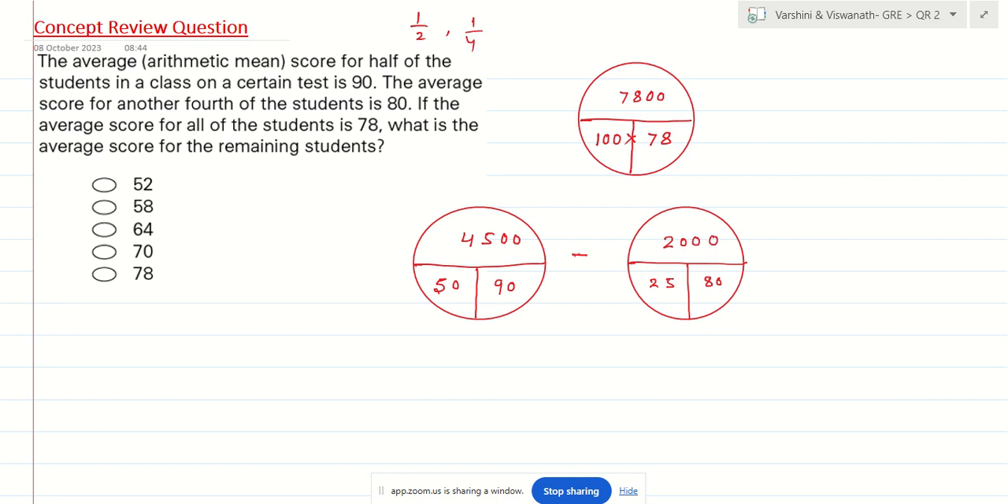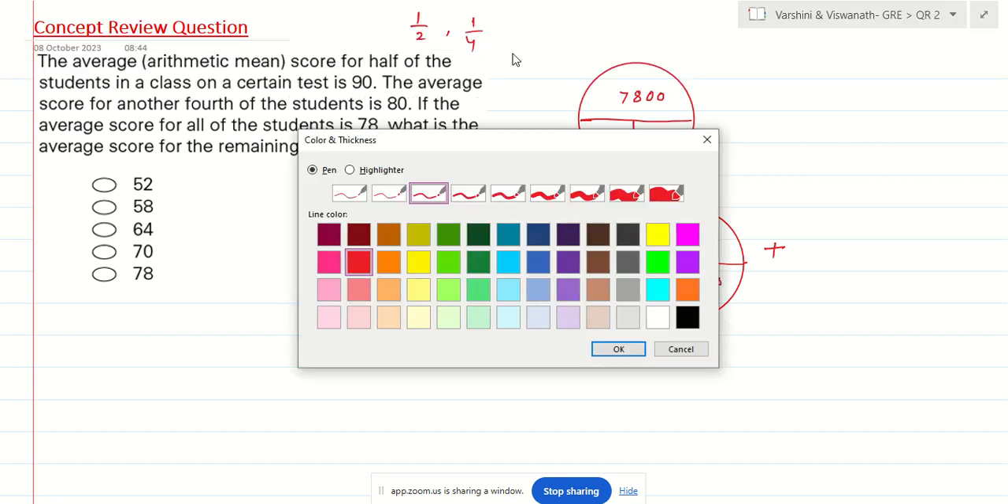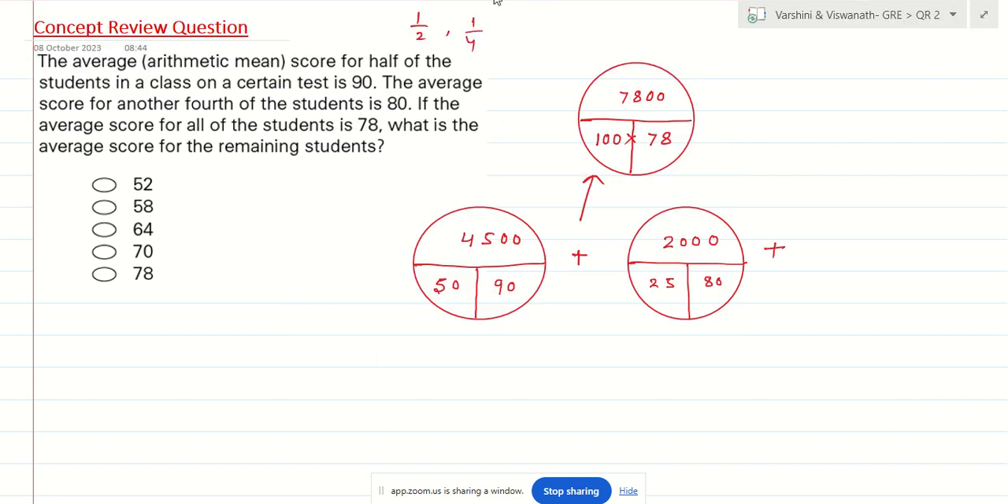Now this is all together. This is equal, right? So again, plus we have one more remaining. What is remaining here? Correct. I'm sorry, remaining is 25. Remaining we have 25. But remember, what is the summation here? 4,500 plus 2,000. How much? 6,500. So, what is remaining?